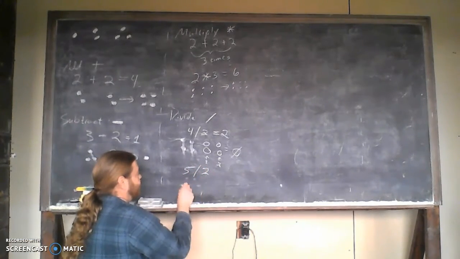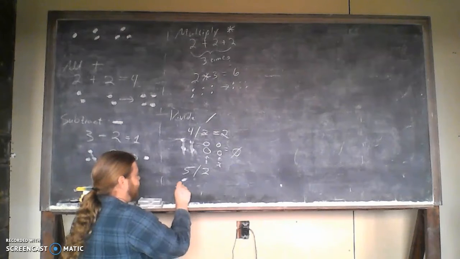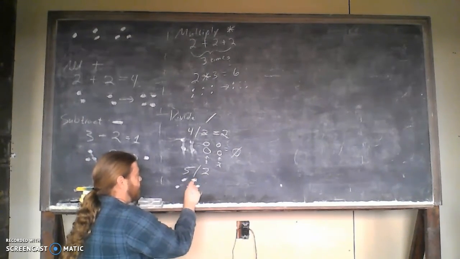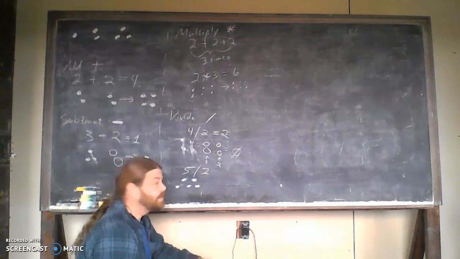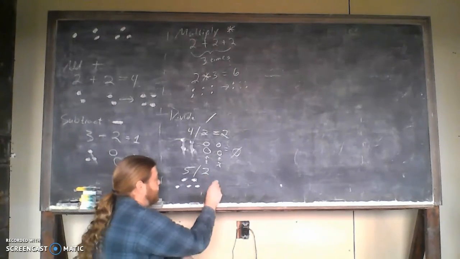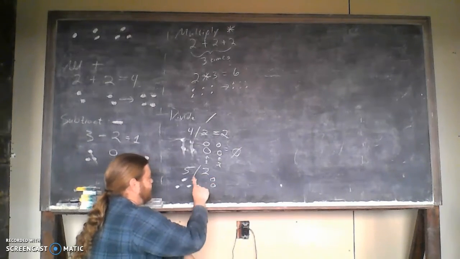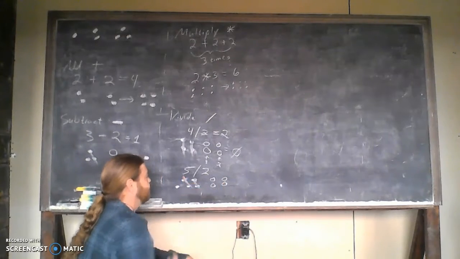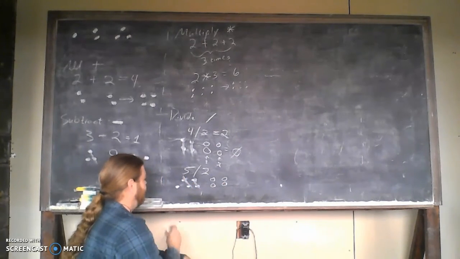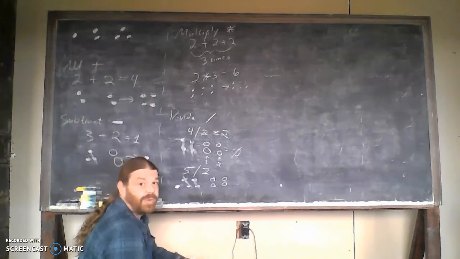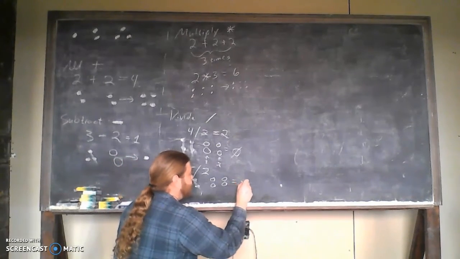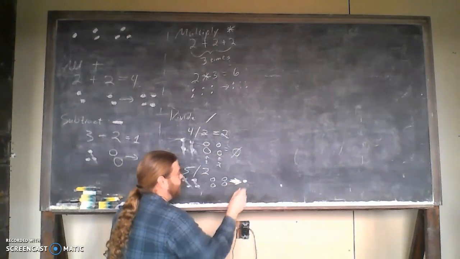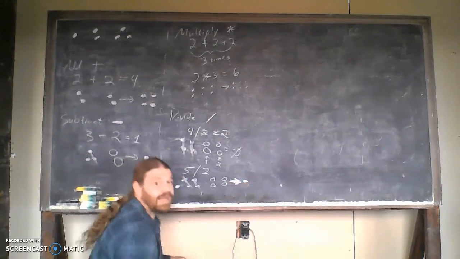5 divided by 2. So we start with 5 dots here: 2, 3, 4, 5. And how many times can we subtract 2? There's 2 holes, so we'll take care of those 2 dots. 2 more holes, going to take care of those 2 dots. And we only have 1 dot left, so 2 holes is going to be too many. So we're still left with 1 dot. I've just drawn an arrow. And that's the idea of a remainder.